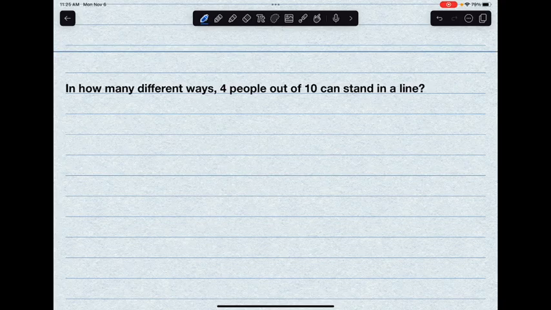For the question, it's a line, there's an order and there's no repetition, but we cannot say it's 10 factorial because there's no 10 places here. There are 4 places, so we have 1, 2, 3, 4. For the first one we have 10 choices, then 9 for the second, 8 and 7. And we use multiplication based on the multiplication principle. So that's the answer for this part.